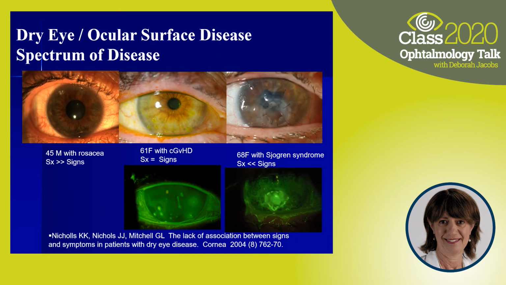There's a broad spectrum of disease in dry eye. On the left, you see what's a typical patient, a 45-year-old with rosacea, and he has symptoms that are substantially greater than the signs. In the middle is a patient with GVHD, and you can see that in such cases, the signs are commensurate with the symptoms. The signs of filamentary keratitis are shown below. On the right is a 68-year-old with Sjogren's. In this condition, there's often very few symptoms, but a lot of signs, and this is in keeping with the neuropathy that accompanies Sjogren's.